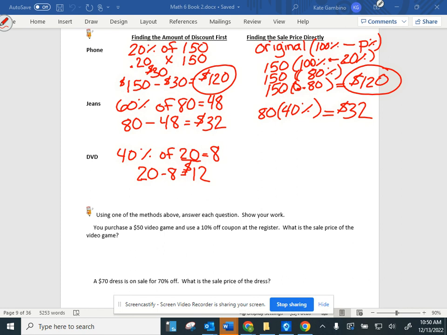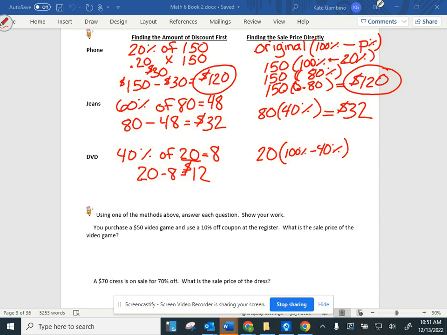So for my DVD, how would I set up finding the sale price directly? What would my equation look like? Riziki? Remember, we want to start with the original amount. So what is that? 40. No, 20, sorry. So it's $20 for that DVD. And then we wanted that 100% minus what, Riziki? What's the percentage that we're taking off the DVD? 40. So that's my equation.